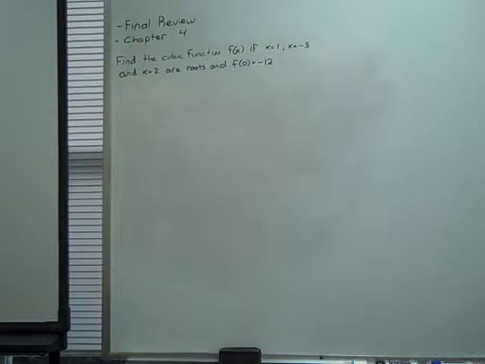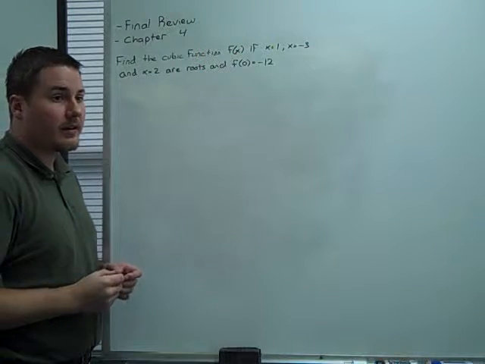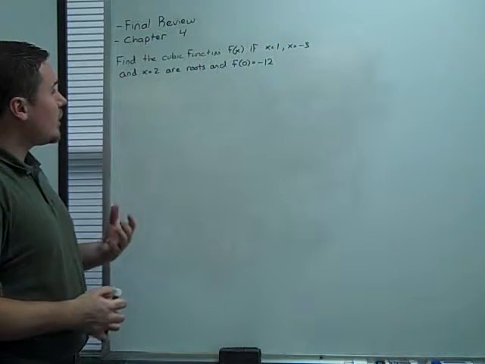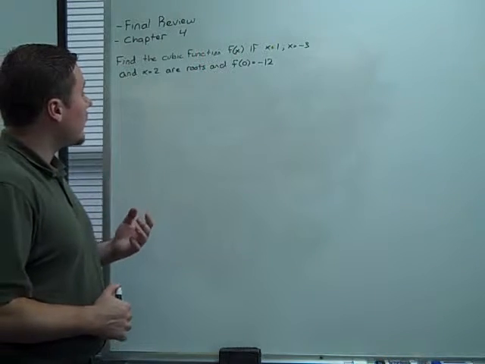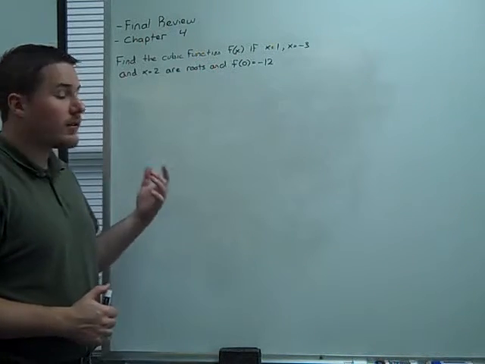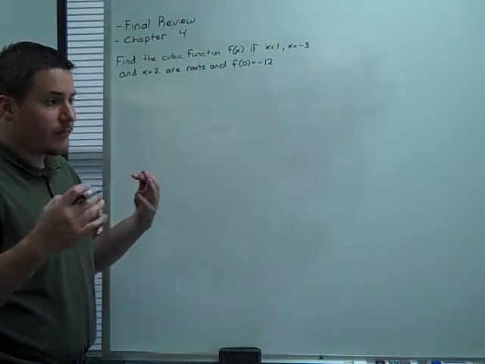Alright, for this next problem from chapter 4, we need to think about polynomials in terms of their building blocks. We have a cubic function f of x that has roots at 1, -3, and 2. And we also have a y-intercept.